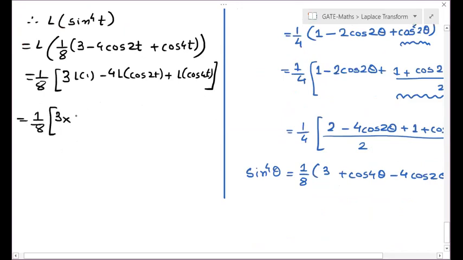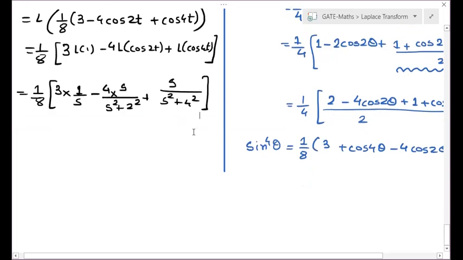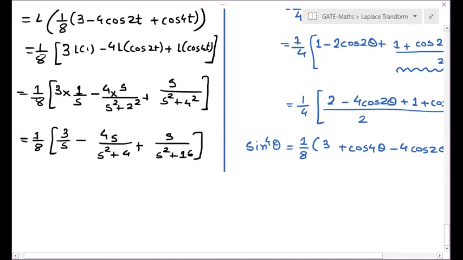So it is 1 by 8, 3 times Laplace of 1, which was 1 by s, or not? Minus 4 Laplace of cos 2t, s divided by s square plus a square. Laplace of cos 4t, right? So it is s divided by s square plus a square, but now a is 4. Okay, so if you simplify, this will be your 1 by 8, 3 by s minus 4s divided by s square plus 4 plus s divided by s square plus 4 square, that is 16.